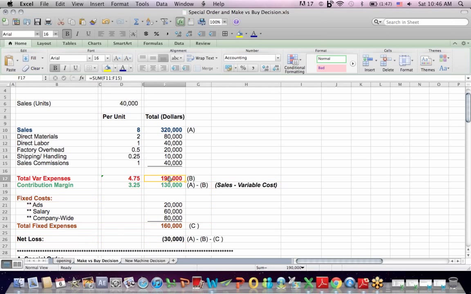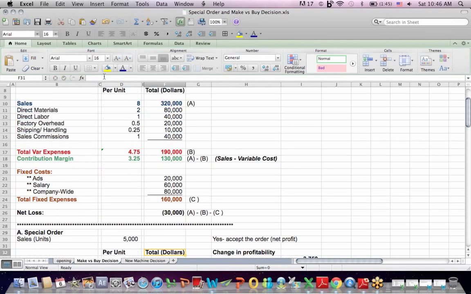In this case, we have a contribution margin, A minus B, of $130,000. We see that fixed costs, ads and salaries, and company-wide expenses total $160,000. So we end up with a net loss, A minus B minus C, of $30,000. So that's where we start.